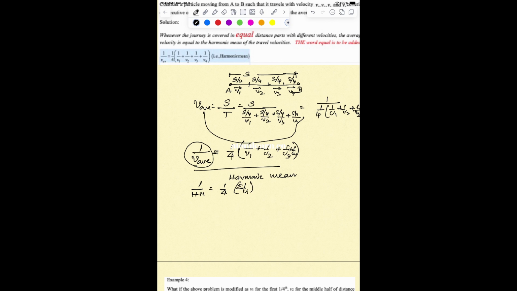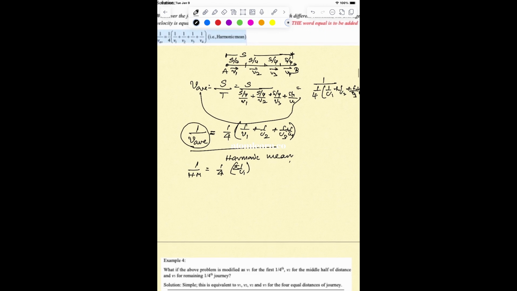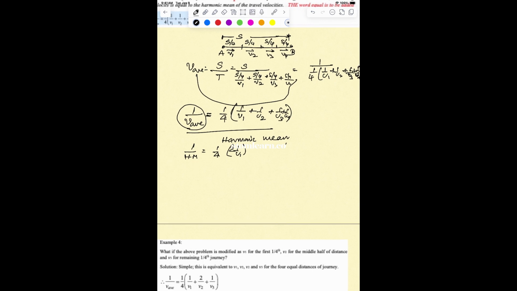Let me put it like this. This is called the harmonic mean. Now this is the case, I repeat, if you are given different values of velocities for different equal intervals of distance, equal parts of distance, equal breakup of distances, then this is the harmonic mean. Now that you got it, let us ask another question.